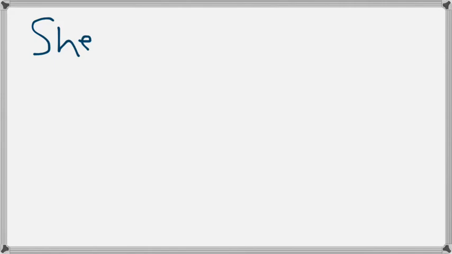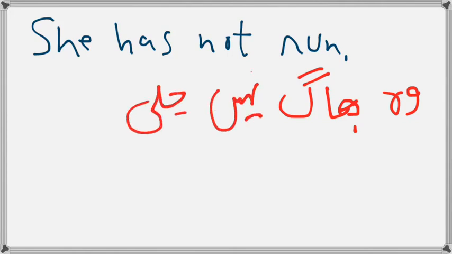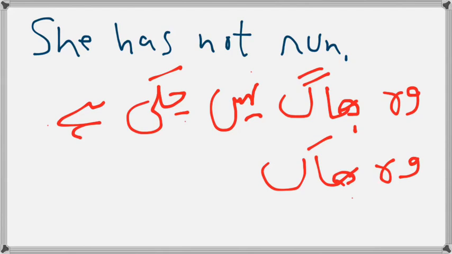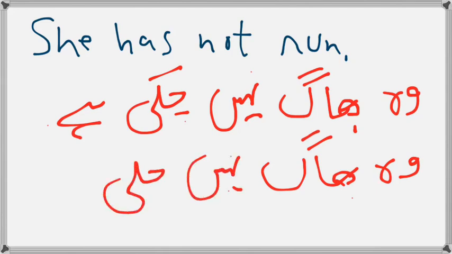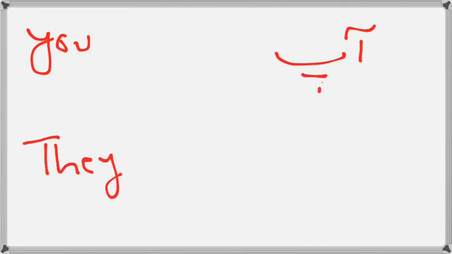She hasn't run. She has not run. वो भाग नहीं चुकी है. And for respect, वो भाग नहीं चुकी हैं. Or if we want to say those girls haven't run, then we can use वो भाग नहीं चुकी हैं. For you we have already discussed that we can use आप भाग नहीं चुके हैं, or for they we also use वो भाग नहीं चुके हैं.